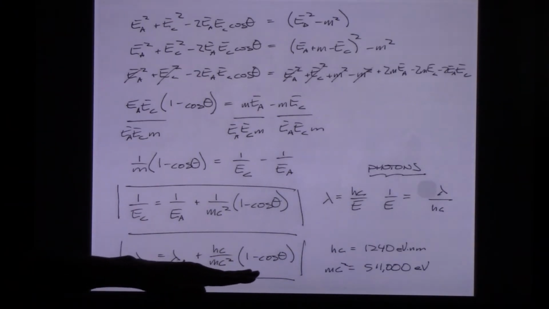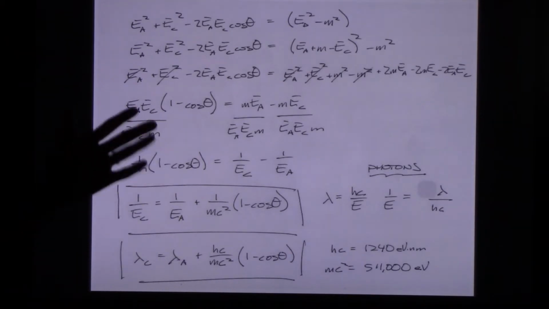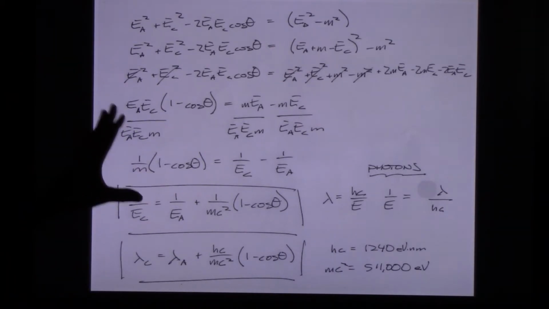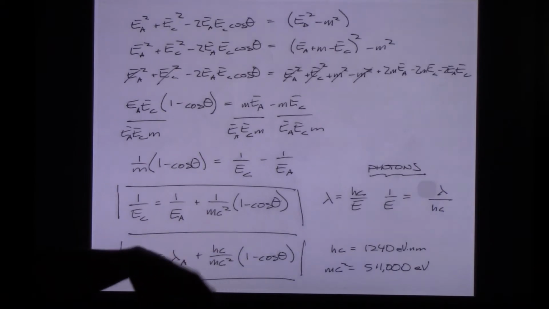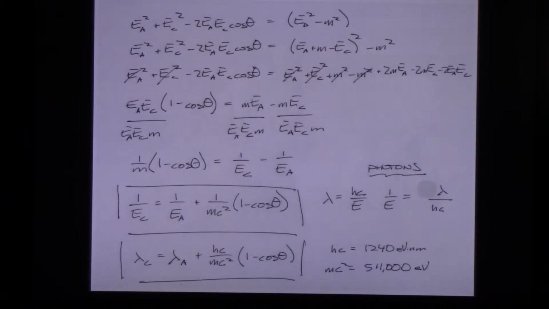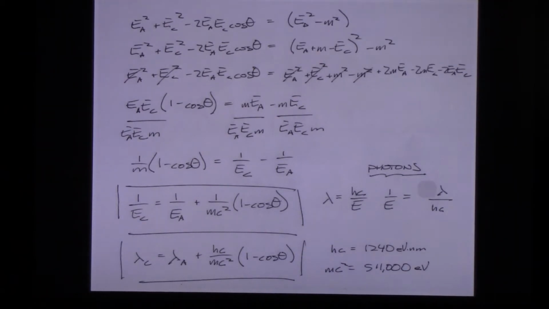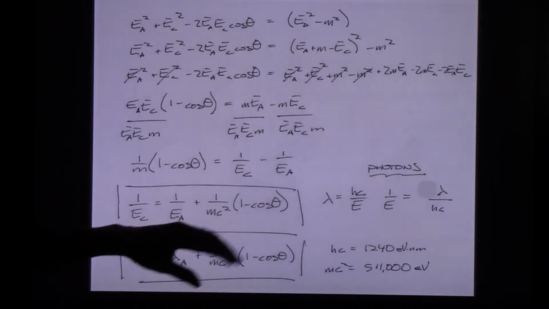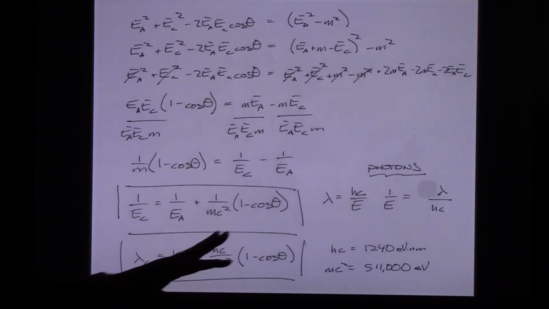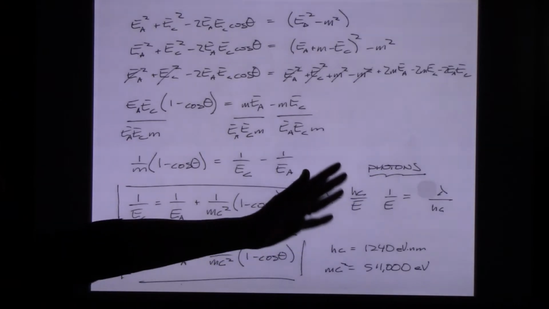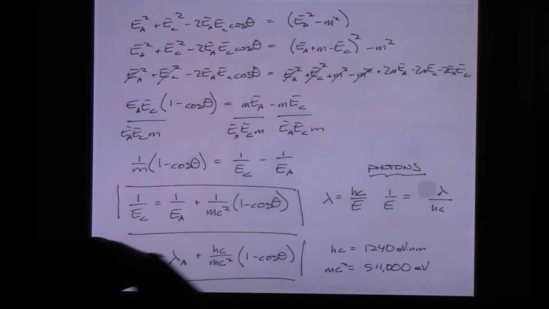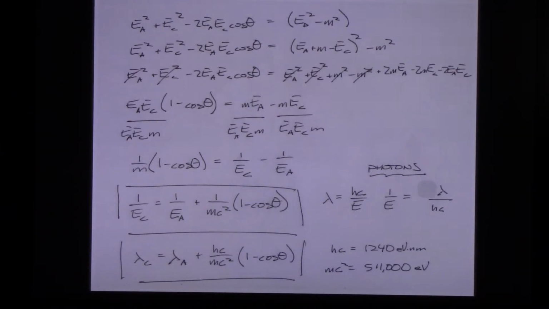Now, the book presents this. The book goes through a derivation, not this derivation, but it actually works in terms of wavelength instead. So see what you think. The book uses wavelengths for the photons, kind of a mixture of different quantities. I have tried to stick with just energy and momentum all the way through to see what the formula looks like. Now, a couple things to remember here. The mc squared is going to be 511,000 eV. The hc is going to be 1240 eV nanometers.